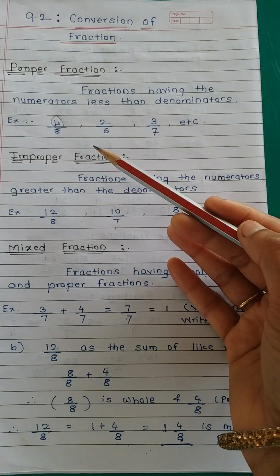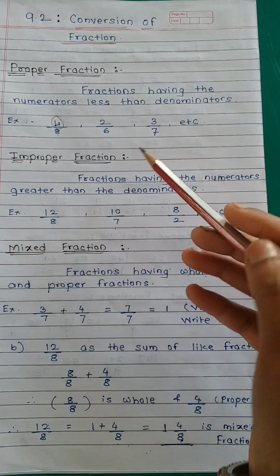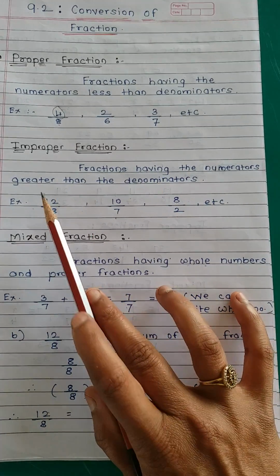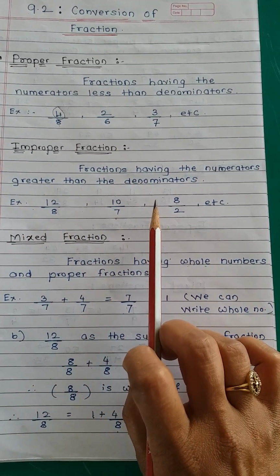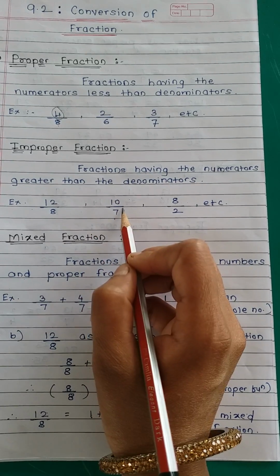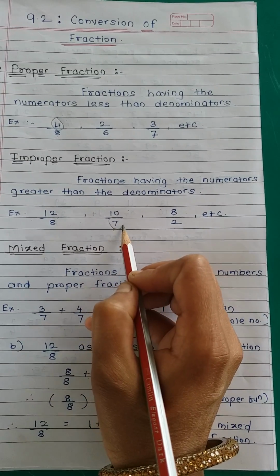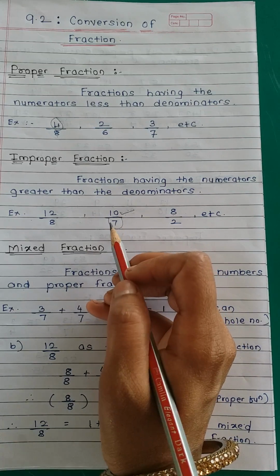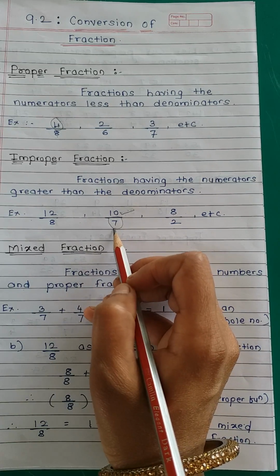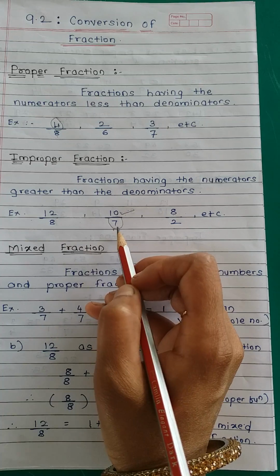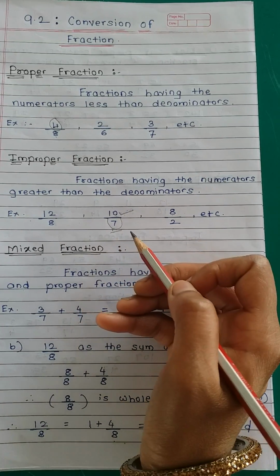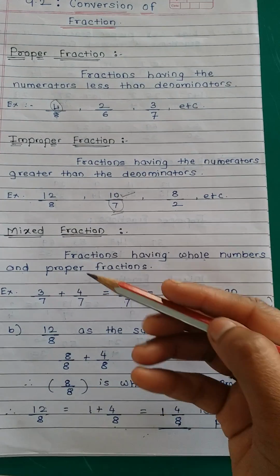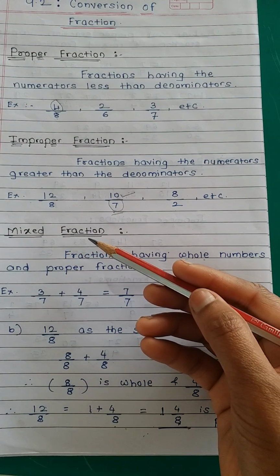Okay. Next, in improper fraction, we have learned the fraction having the numerator greater than the denominator, right? Here we have a denominator 7, okay, and the numerator is 10. Just check. Numerator is greater than denominator, right? Okay. So this is your improper fraction.